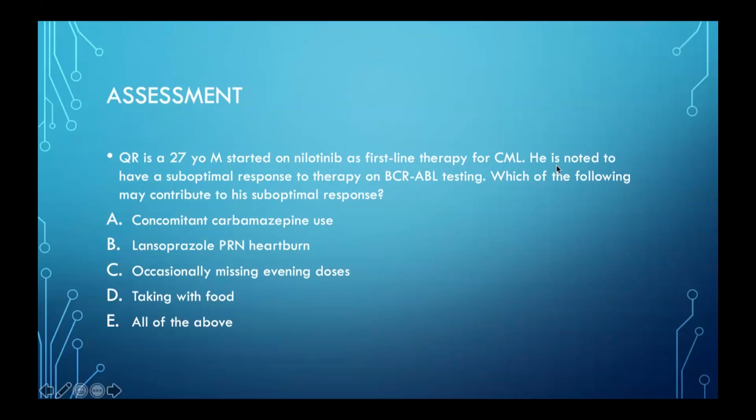So I'm saying that the majority has it correctly with E, all of the above. The reason being carbamazepine is one of our anti-epileptic enzyme-inducing medications. So any patient on one of those, we need to probably be working with their neurologist to see if there's an alternative we can use. Lansoprazole is a PPI, so nilotinib and the second-generation agents all require an acidic stomach for absorption. Adherence is always going to be an emphasis in these patients, and then nilotinib is our one agent that's required to be taken on an empty stomach for absorption purposes. So great.